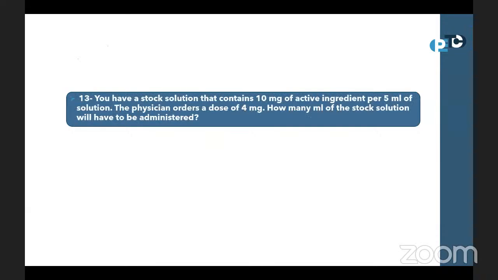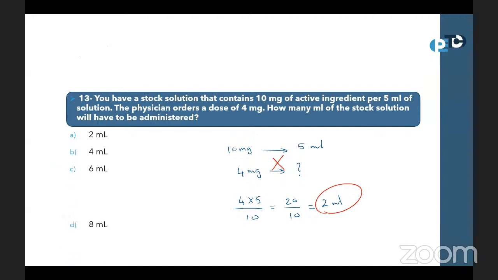You have a stock solution that contains 10 milligrams of active ingredient per 5 milliliters. So we have 10 milligrams per 5 milliliters. The physician orders a dose of 4 milligrams. How many milliliters of stock solution will be administered? So we need 4 milligrams present in how many milliliters? Just by crisscross, you will get the right answer, which is 2 milliliters. It's a very easy calculation problem. Yes, 2.